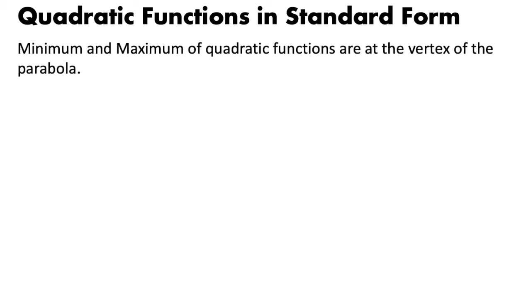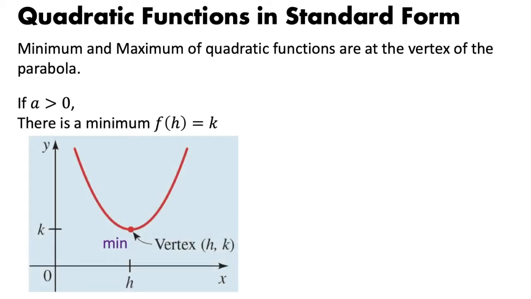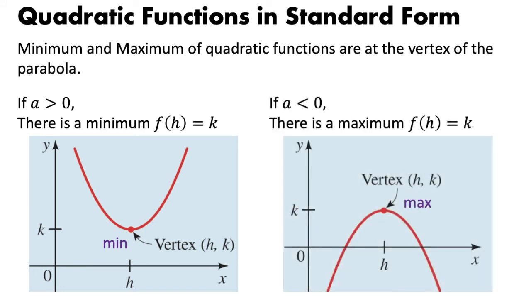The minimum and maximum of quadratic functions are at the vertex of parabolas. So if a is greater than 0, there is a minimum at f(h) = k. And if a is negative, there is a maximum at f(h) = k.